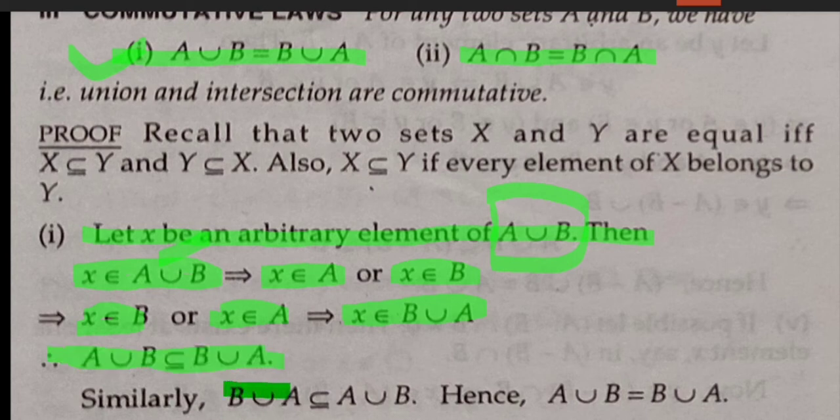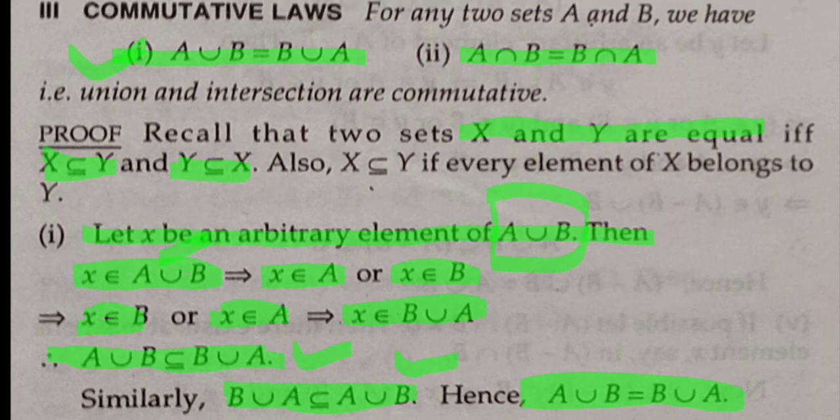Got it? Similarly, B union A is a subset of A union B. ऑलरेडी मैंने यहाँ पे बताया था रिकॉल में. X is a subset of Y and Y is a subset of X, then we can say x and y are what? Equal. Therefore here also A union B is a subset of B union A. Similarly, B union A is a subset of A union B. Hence A union B is equal to B union A. Got it? It is the first one here.